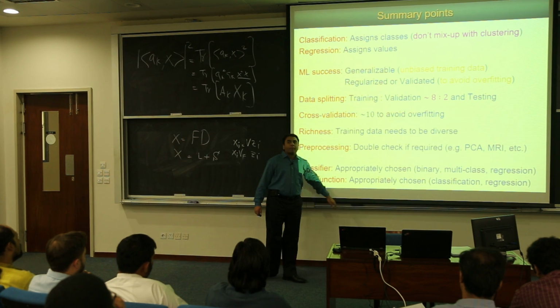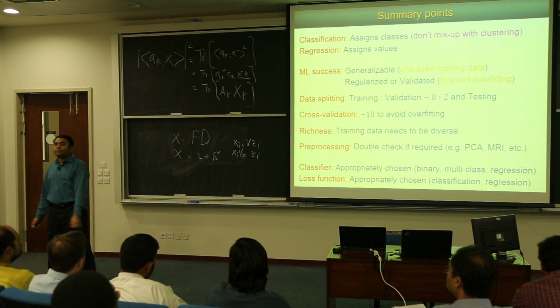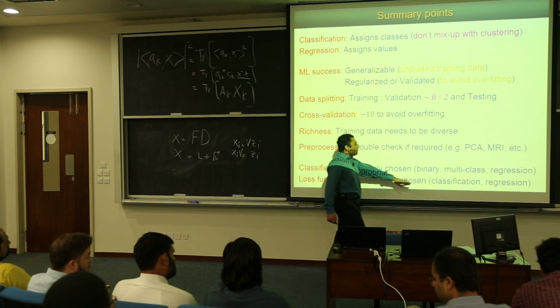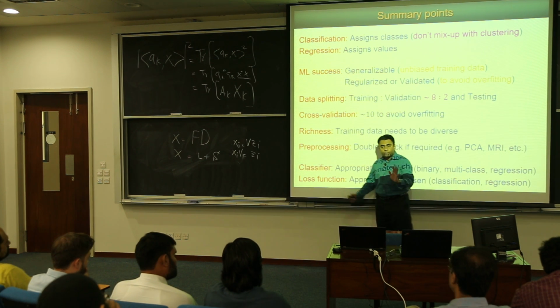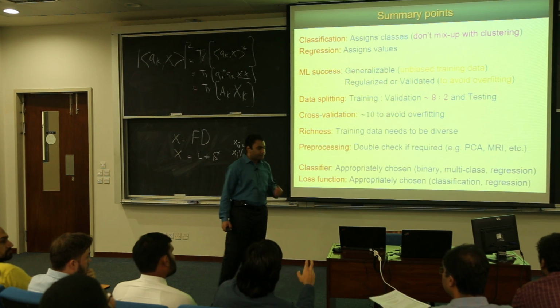And it should also be an appropriately chosen loss function. So these are very, very important. That it is a classification problem or it's a regression problem. And we looked at that in one case, we transformed a classification problem into a regression problem, which is possible. So that's about it. If you have any questions, do let me know.